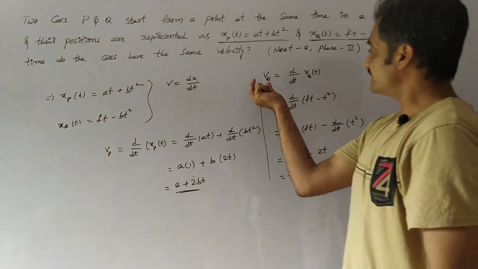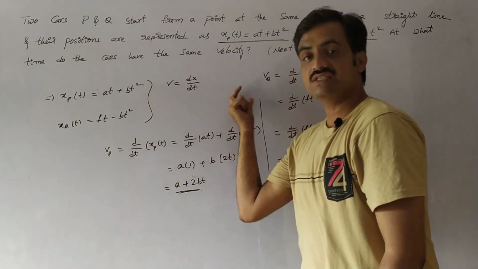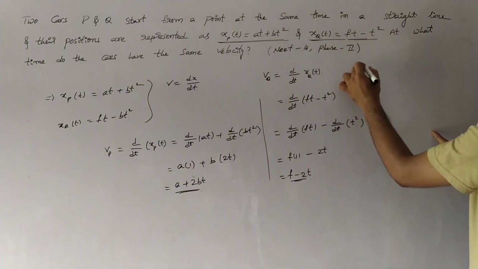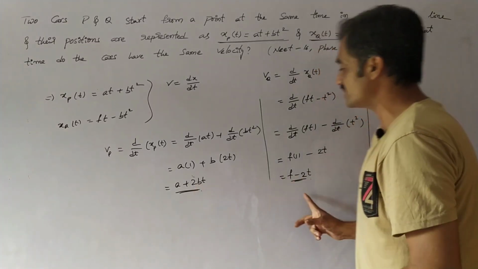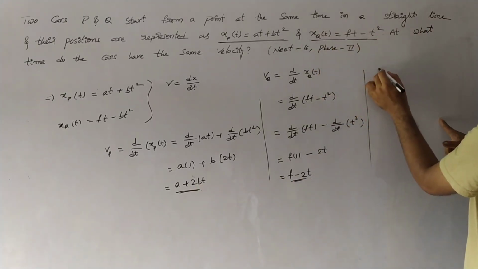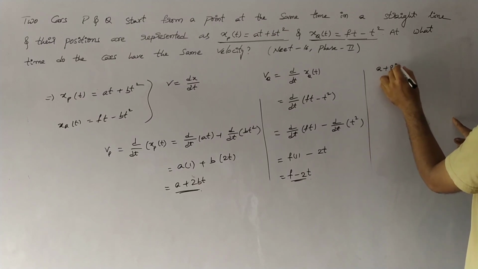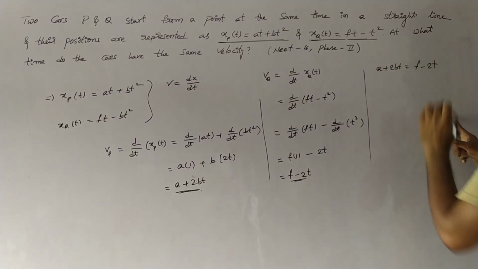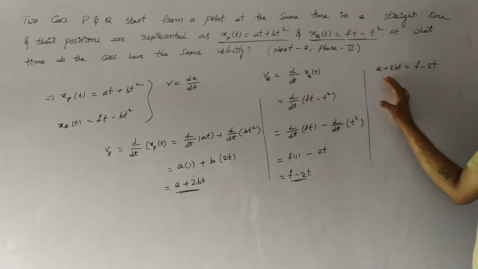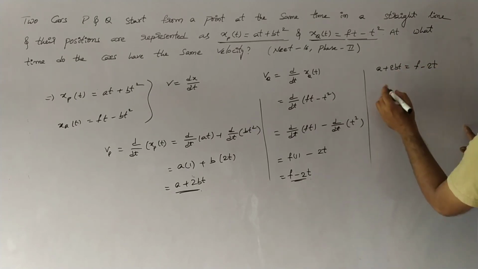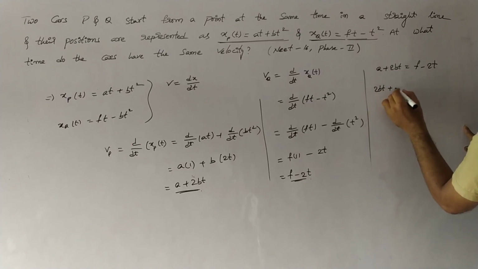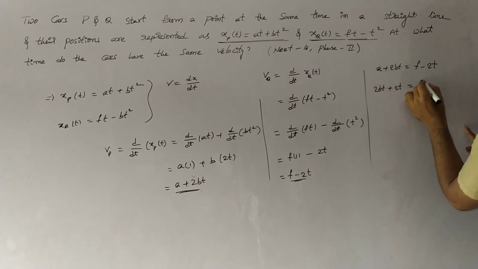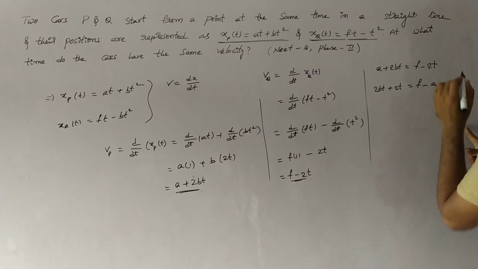Now we have to find the time when these two velocities are the same. So if we equate both these equations, then we have a plus 2bt equals f minus 2t. If we bring this 2t to this side and send this a to the other side, then we have 2bt plus 2t equals f minus a.